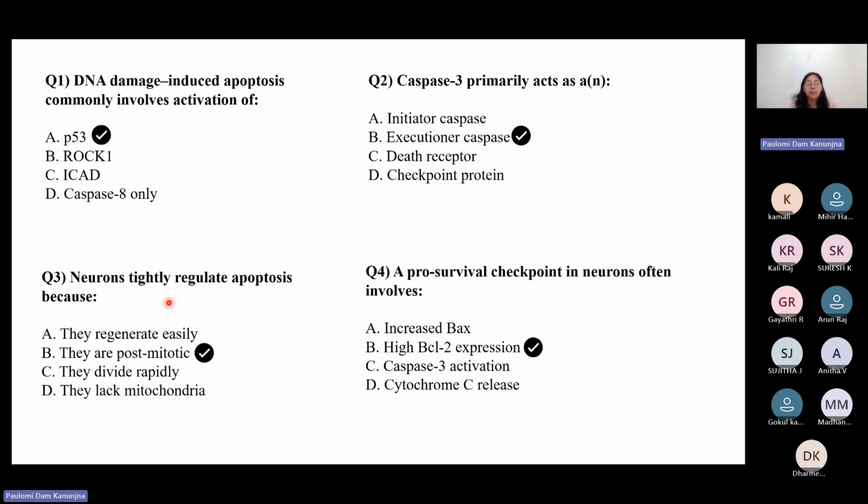Neurons tightly regulate apoptosis because they are post-mitotic. We know that they arrest their cell cycles, so they are post-mitotic. That's why they regulate apoptosis, because they don't undergo mitosis anymore. So any more loss will be irreversible in neurons. They never undergo mitosis.